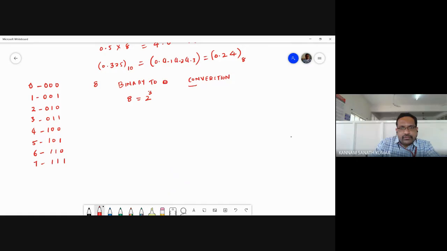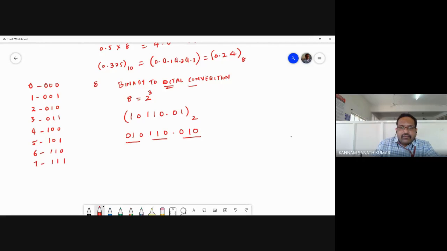Binary to octal. Here he has given some binary number, 101101 to the base 2. We need to convert this binary value to octal. 1011.01. So 8 is represented as 2 cube. So with 2 cube you have to combine here. If you add 0s, the value will not change. That means you have to combine 3 bits.